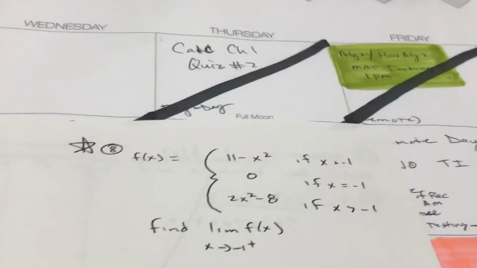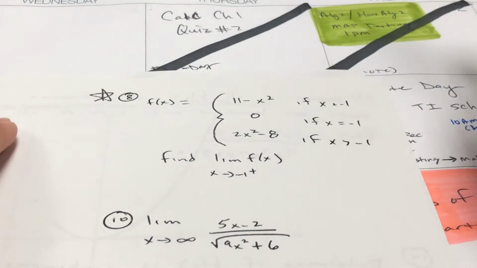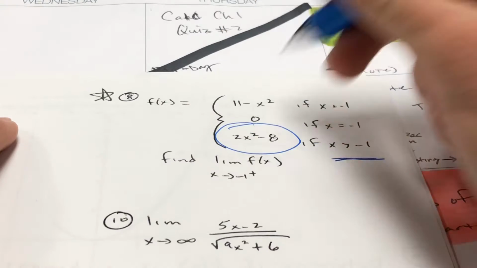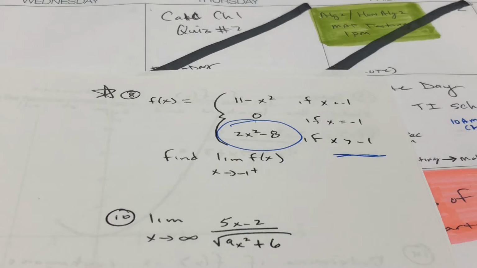So same deal on 8 here. Find the limit of f of x as x goes to -1 from the right side. That is the right side. So you just plug -1 in there, and you get 2 minus 8, which is a -6. So that does have an answer of -6 from the right side. That one's fair.